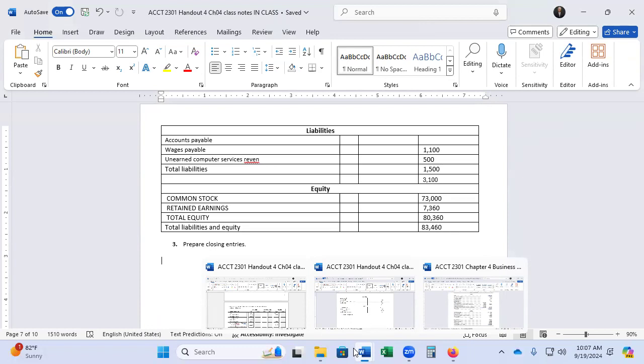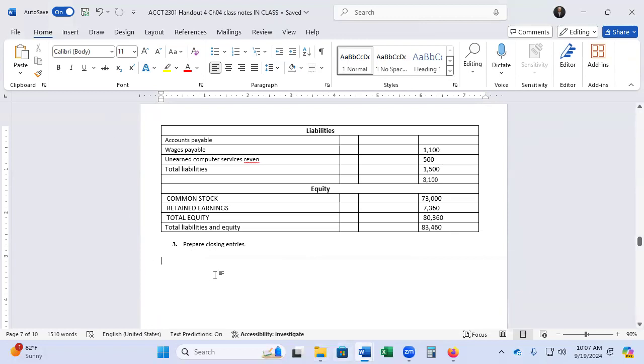All right, any questions on the balance sheet? Okay, so now we're going to get into what's called closing entries. Closing entries eliminate the balances in temporary accounts. And so for our purposes, we're going to be thinking about the revenue and expense accounts and dividends.